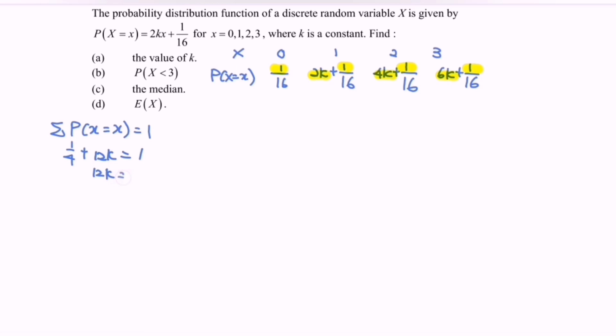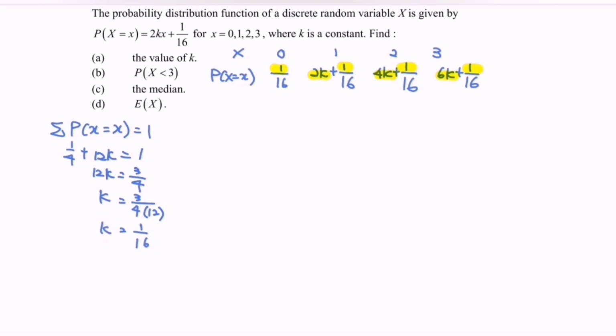So 12k is equal to 3 over 4. Continue. k is equal to 3 over 4 multiplied by 1 over 12. So finally, k will be equal to 1 over 16.